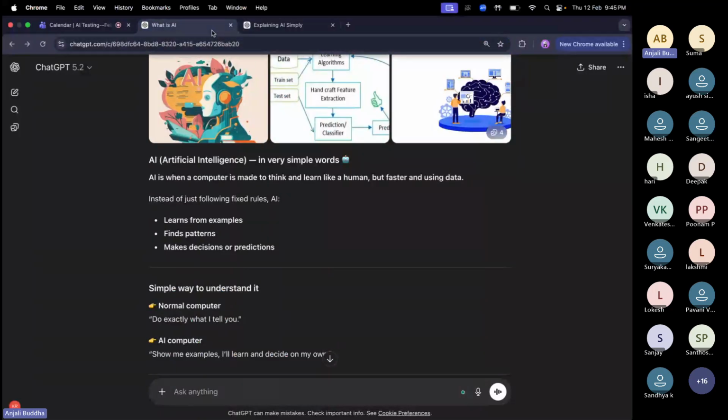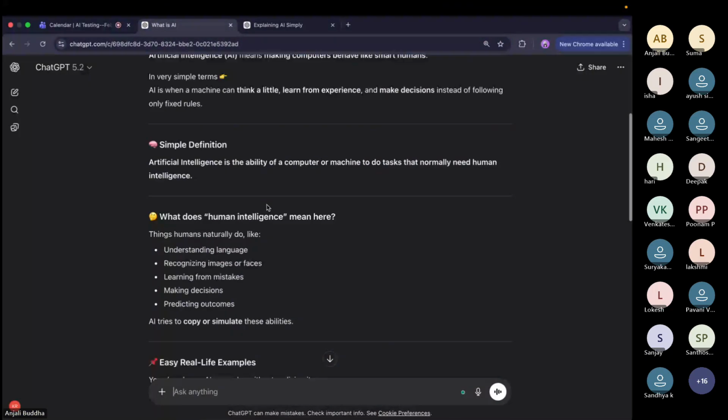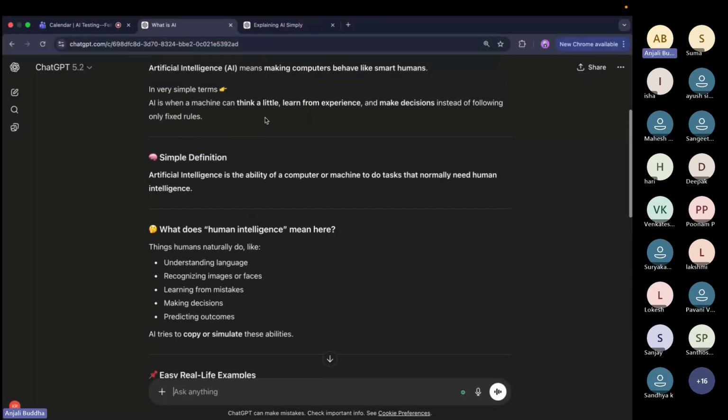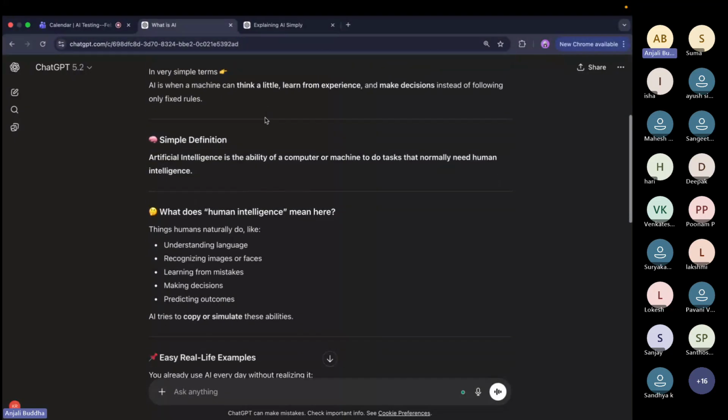Now, I have asked the same question in a different way, and the explanation has completely changed. The structured response is also completely changed. What happened here? Why did the structure change, or why did the depth of explanation change? Because there is a different tokenization, different embedding, and different probability distribution. That is the reason there is a different output.